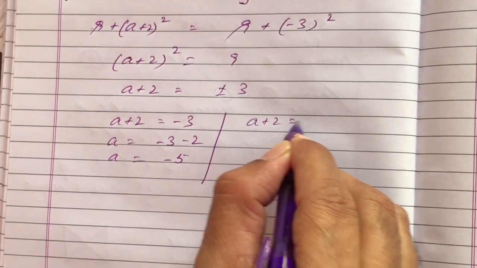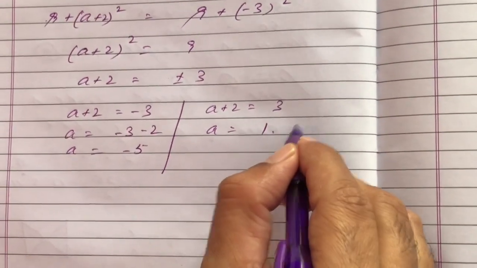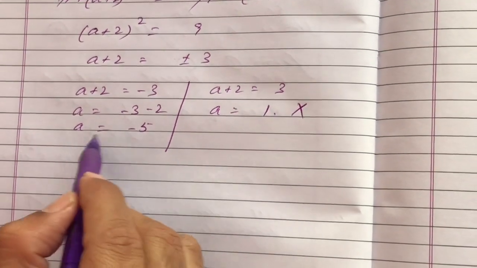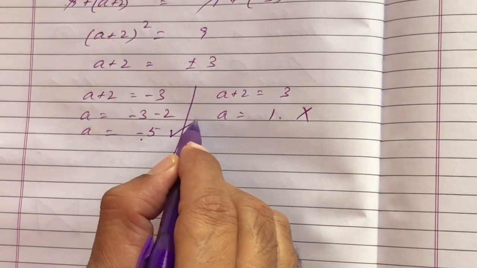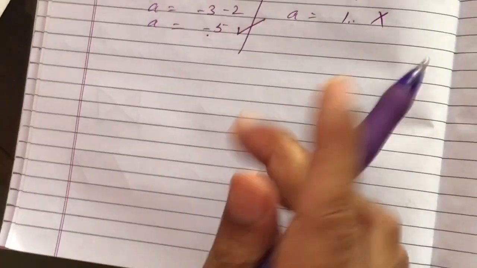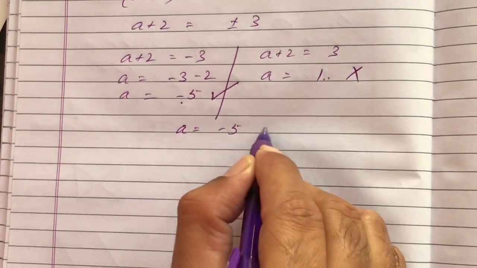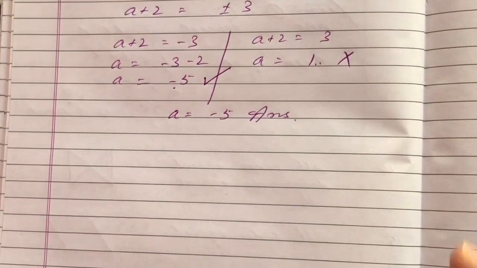A plus 2, I take 3. So A is equal to 1. That I don't take because A is negative. Here A is positive. In the question it is written that A is negative. So as A is negative, A is equal to minus 5. Answer.